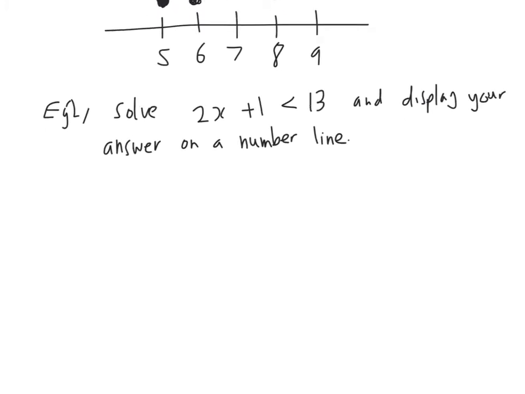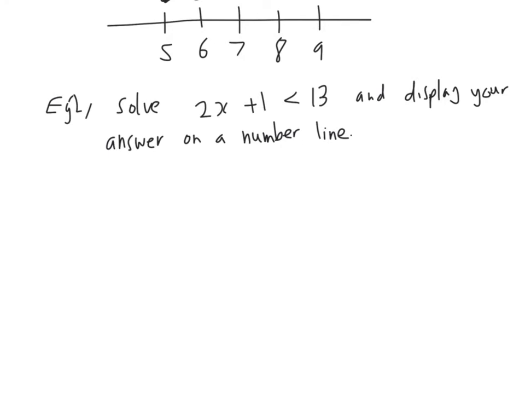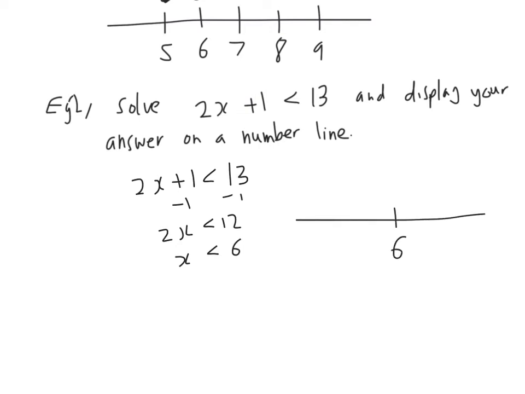Example 2: solve 2x plus 1 is less than 13 and display your answer on a number line. So we don't know what x is straight away, we've got to actually solve that, and we solve it just like we would solve an equation. So you take 1 from both sides, you get 2x is less than 12, and divide both sides by 2 to get x is less than 6. And then on a number line, the key value is going to be at 6.